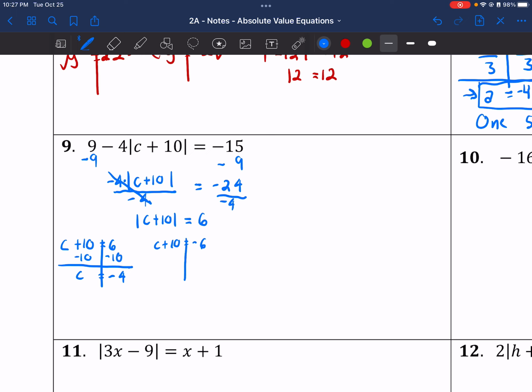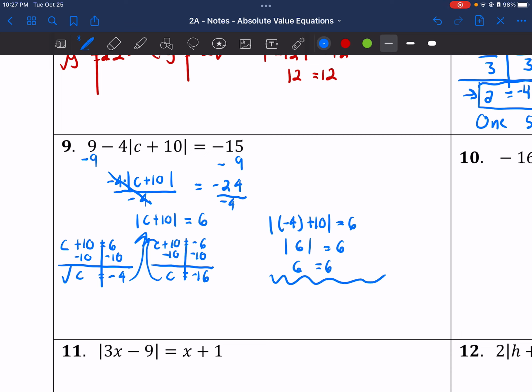For my right equation, I'm going to subtract 10 again, and I get c is equal to negative 16. We're going to plug this back into my original equation, and I get the absolute value of negative 4 plus 10 is equal to 6. Negative 4 plus 10 is just 6, and the absolute value of 6 is just 6, so we get 6 is equal to 6. C equals negative 4 is a solution.